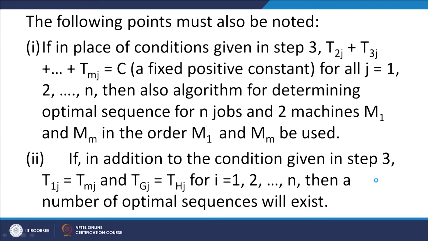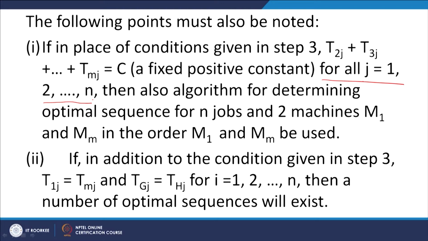Before you do that, the following points must be noted. First of all, if in place of the conditions given in step 3, T2j plus T3j plus up to T(m-1)j is equal to C, a fixed positive constant for all j equal to 1, 2 up to n, then also the algorithm for determining the optimal sequence of n jobs and two machines M1 and M2 in the order M1 and M2 can be used. So, here is another interesting condition, that is, the sum of the intermediate times is equal to C, a fixed positive constant, but this has to be satisfied for all j equal to 1, 2 up to n. Then also the two machines case can be used.